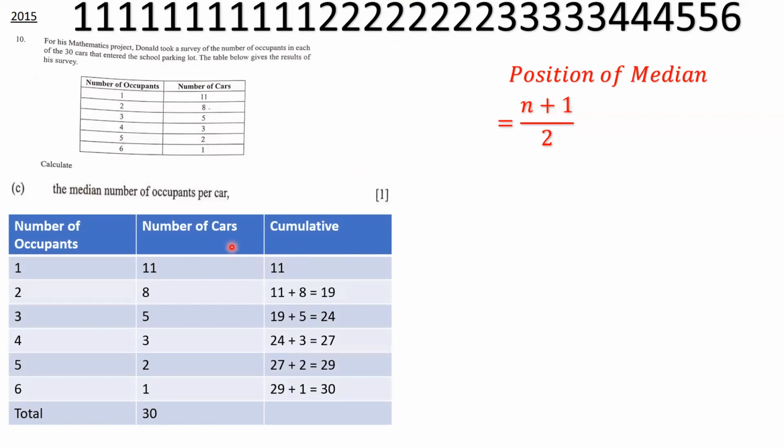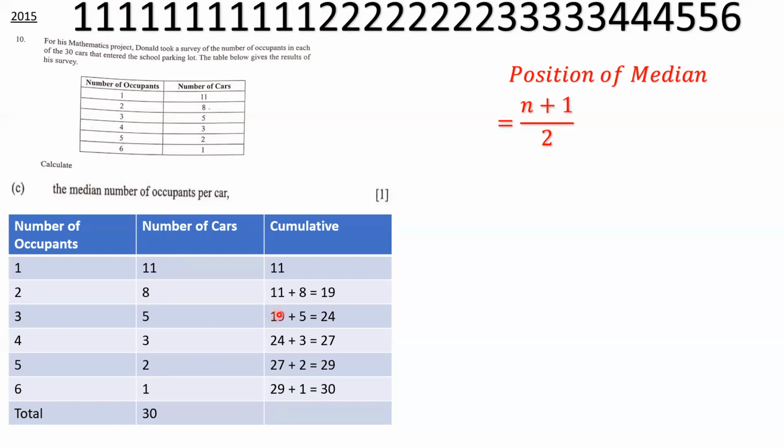In this chart, the first column is the number of occupants, the next is the number of cars, and the next is cumulative. Cumulative just means adding it up. At first, we have 11 ones, so we just have 11. Then we add 8, the 8 twos. 11 plus 8 is 19, so from this 2 all the way back is 19 numbers.